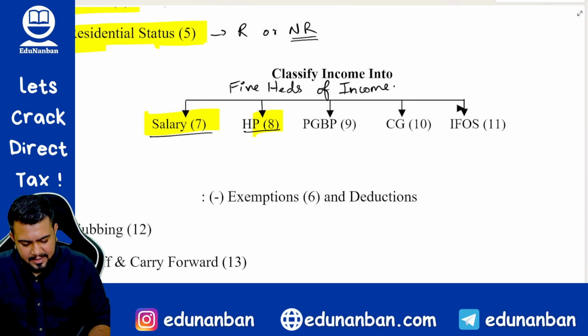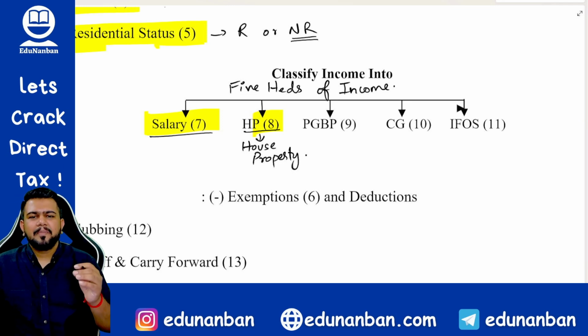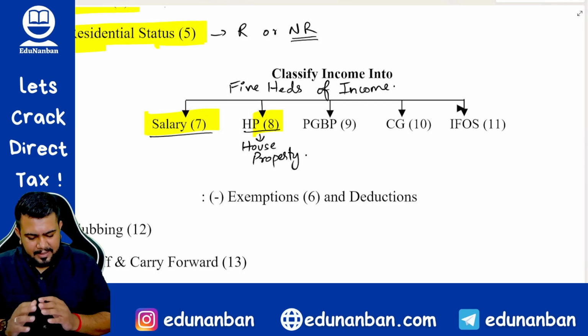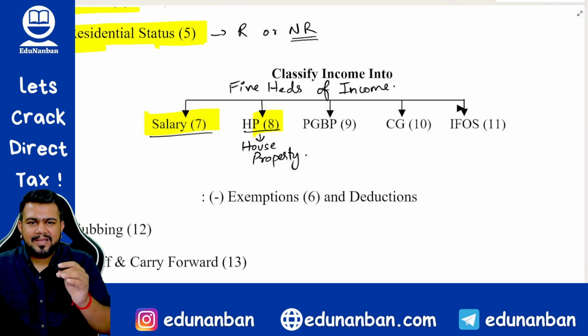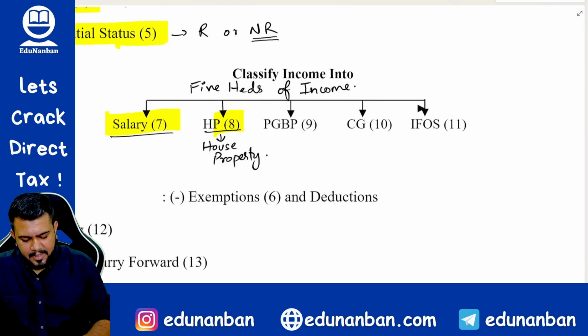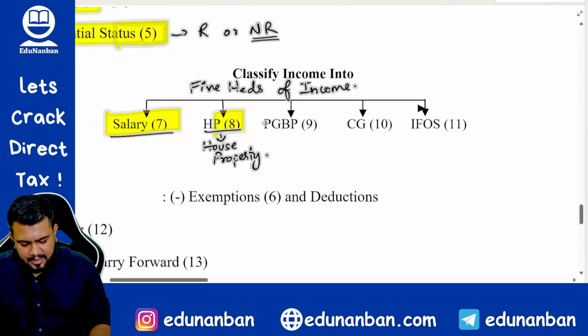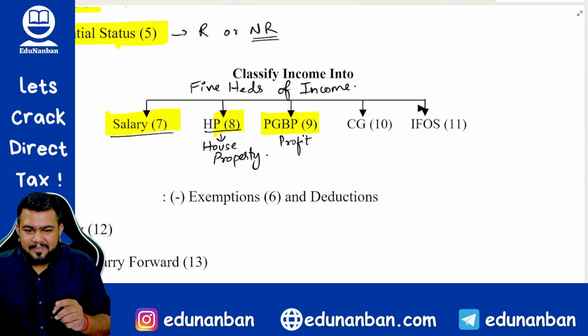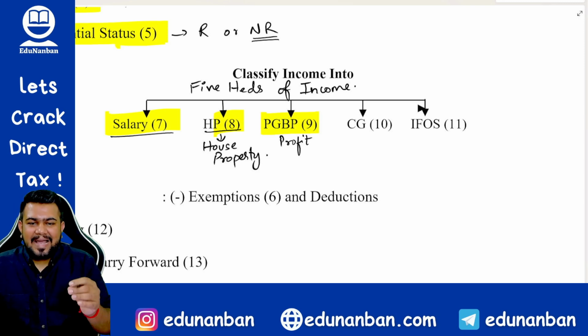Then the second type of head is called house property. House property means what? If I want to tell in very simple language, it means nothing but rental income. So first one is salary income, second one is rental income. What about the third one? Third one is PGBP.